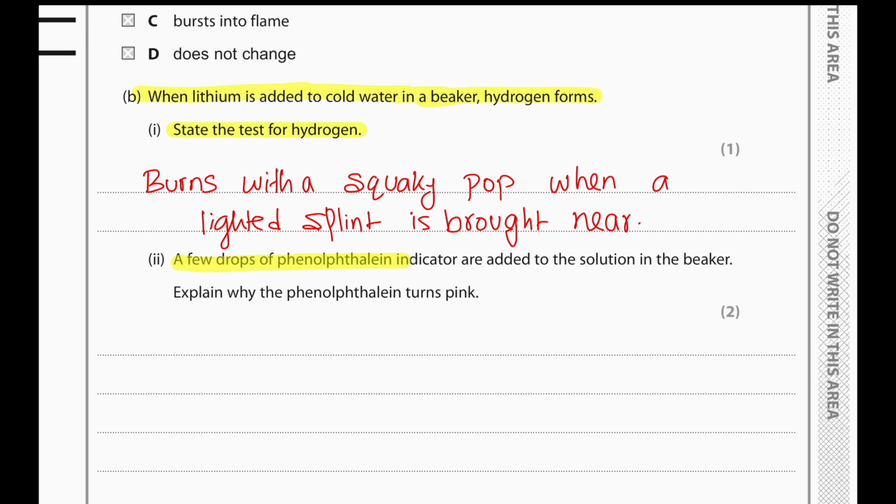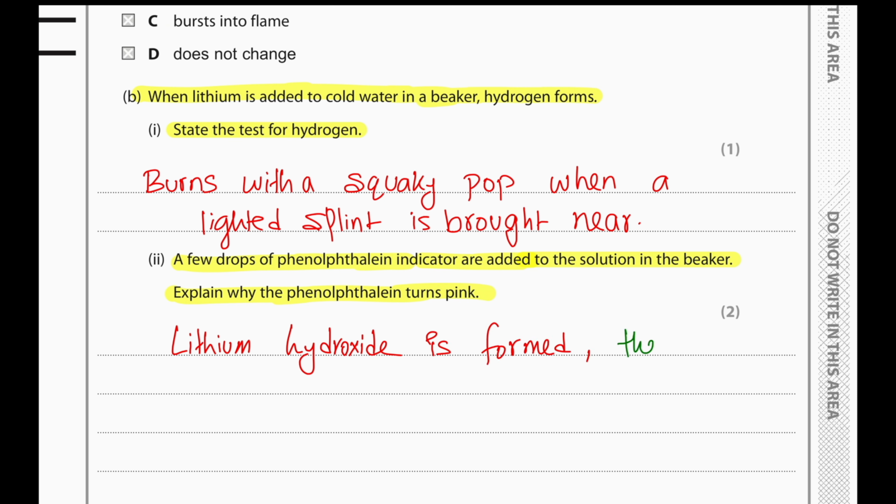A few drops of phenolphthalein indicator are added to the solution in the beaker. Explain why the phenolphthalein indicator turns pink. Since the lithium reacts with water, it produces lithium hydroxide, which is a highly soluble alkaline solution.